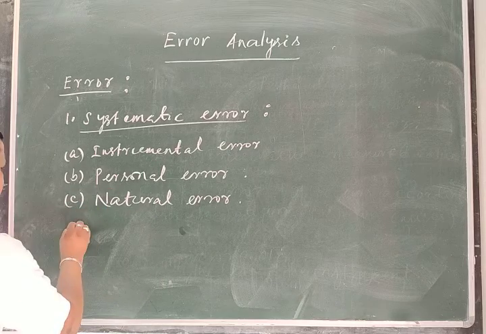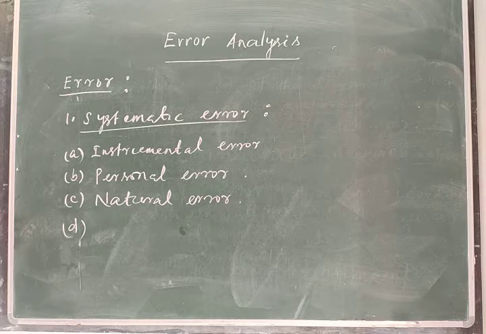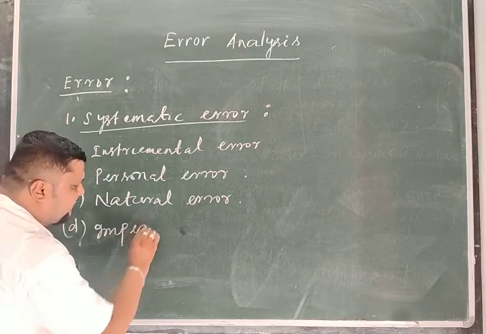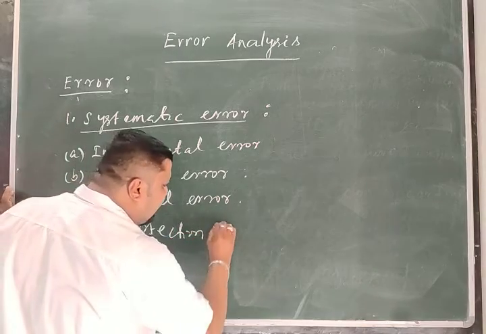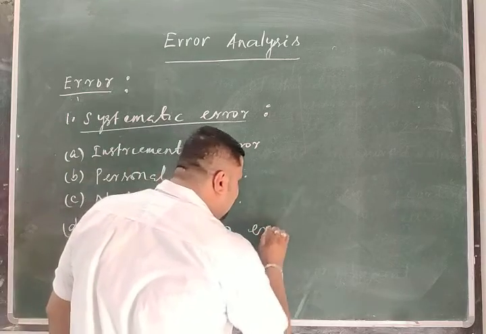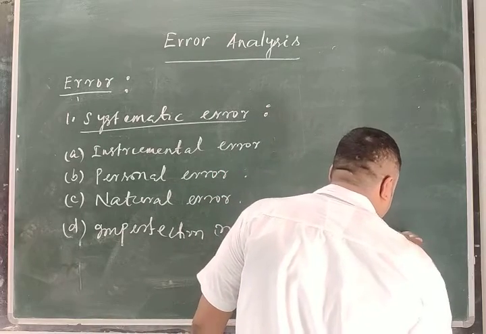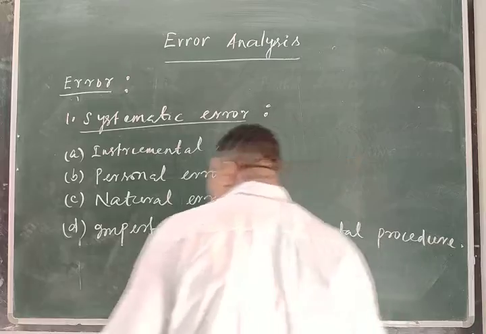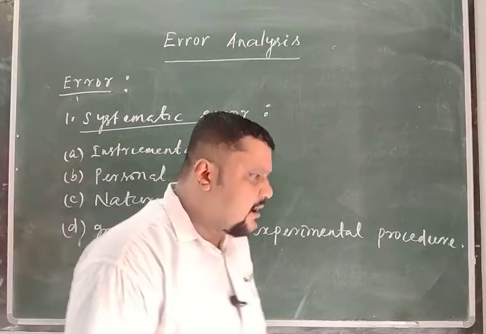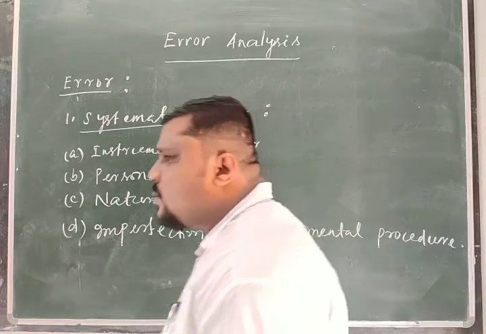So you cannot do any rectification for it. Then the fourth one is imperfection in experimental technique or experimental procedure. What does it mean? Imperfection means the perfect formula or theory is not followed to measure the physical quantity.